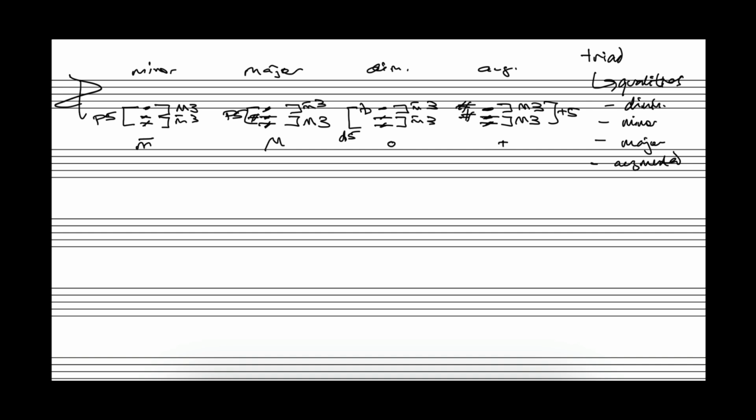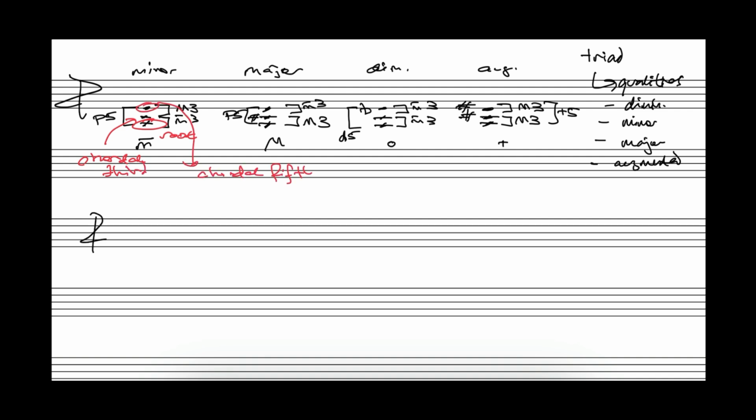When in this formation, where we just have stacked thirds on top of each other, the bottom note of this triad is called the root of the triad. The note that's a third above the root is the chordal third, and the note that's a fifth above the root is the chordal fifth.